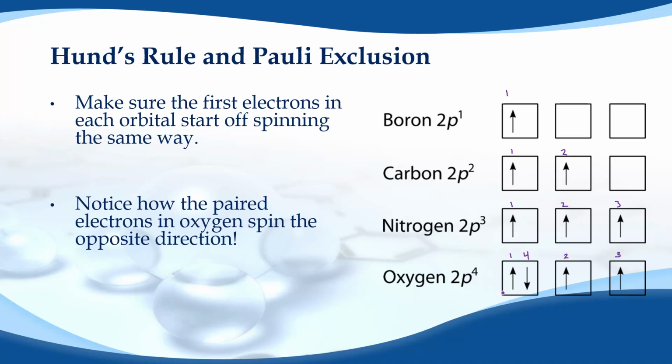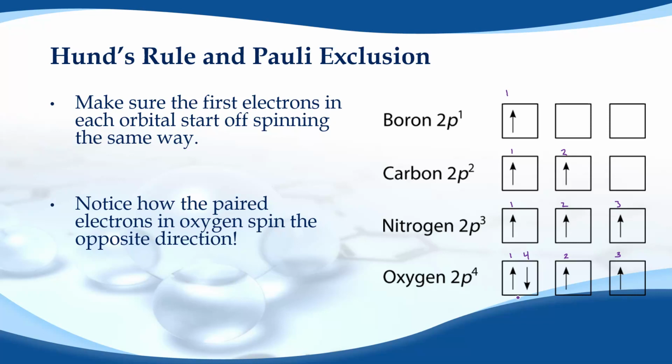The other thing you should notice is that when we draw our arrows, all the arrows for the first electrons point in the same direction. Be consistent with this. It doesn't matter whether your electrons start up or down, as long as you are consistent throughout the process. Okay, so these are the 3 rules that we're going to follow.